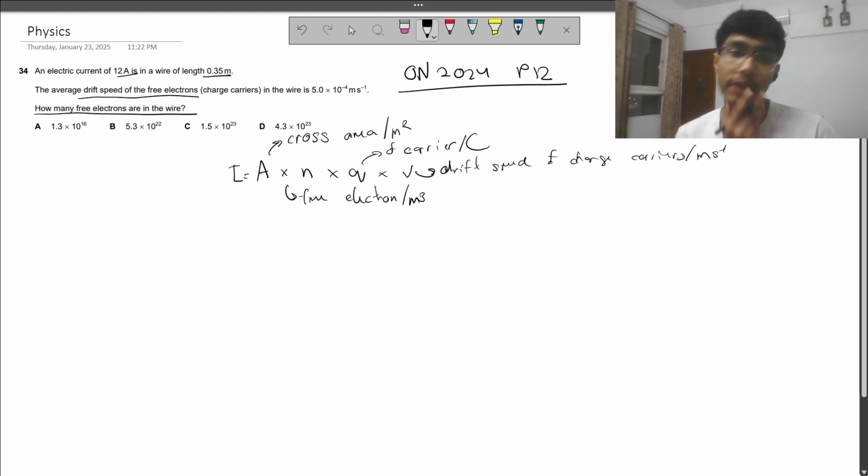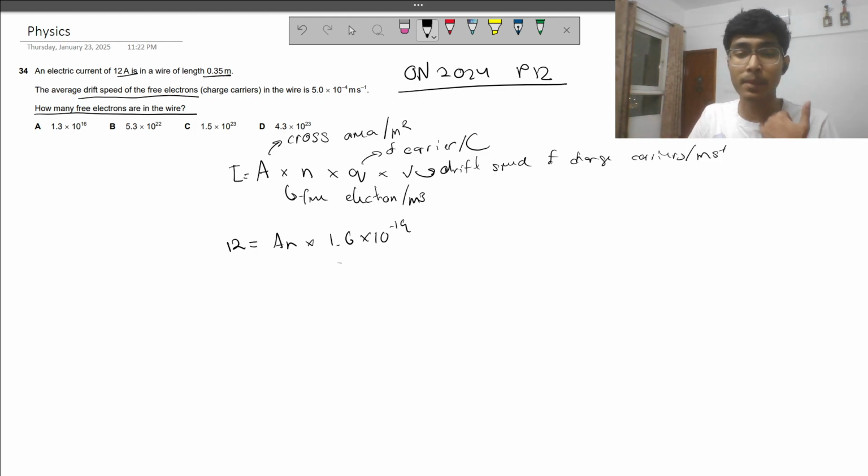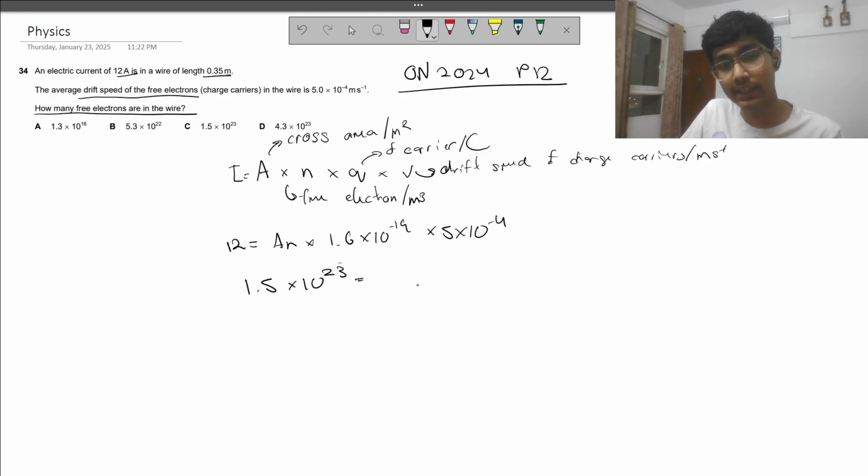So what can we firstly deduce over here? We know the value of I, this is 12. This is equal to An. We don't know the values of these, right? And this is equal to Q. We know Q is 1.6 times 10 to the minus 19 for all electrons. This is just 1 times the quantitative charge, right? And then we have 5 times 10 to the minus 4. If you calculate all of this, you should be getting the value of 1.5 times 10 to the 23 is equal to An.